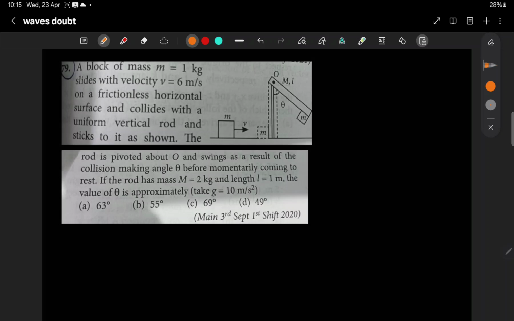Okay, so இந்த கொஷனில் பார்த்தோன்னா there is a block of mass 1 kilogram. ஸோ இவர் 6 மீட்டர் per செகண்டில் வந்து இதை ஹிட் பண்ண போகிறாரு கரெக்டாக. ஸோ after colliding what happens, this rod and this mass are going to stick together and then it is moving here like this. இந்த ராட் வந்து இங்கே பிவோட் பண்ணியிருக்குன்னு கொடுத்துருக்காங்க.